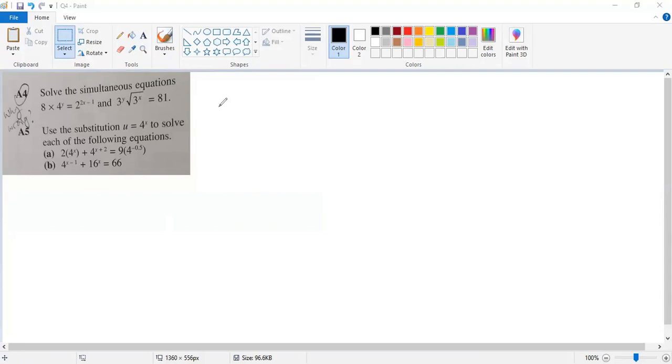Okay, let's begin with just question A form. Solve the simultaneous equations. The first pair is 8 times 4 to the power of y equals 2 to the power of x minus 1, and the second is 3 to the power of y times the square root of 3 to the power of x equals 81. These are the two equations we're going to solve simultaneously.